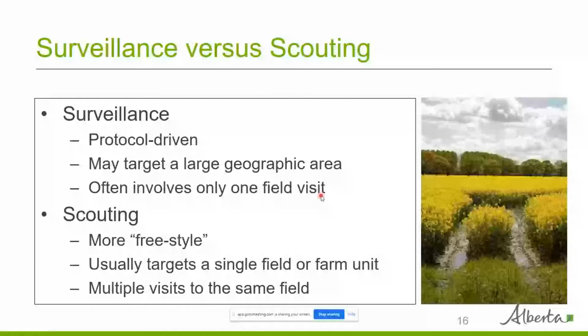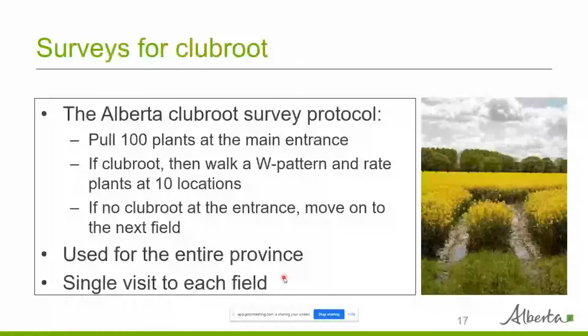So if you're an agronomist or a producer or a landowner, you're going to want to scout, not do surveys. And so scouting is freestyle. You just want to go find it. And so this usually targets a field or maybe a number of fields in a farm unit. And you're going to want to visit the fields multiple times in the same season; that's just part of operations. You're going to be doing that. And so while you're there in the field, you might want to take the opportunity to look for clubroot. And so how would you do that? How would you scout for clubroot?